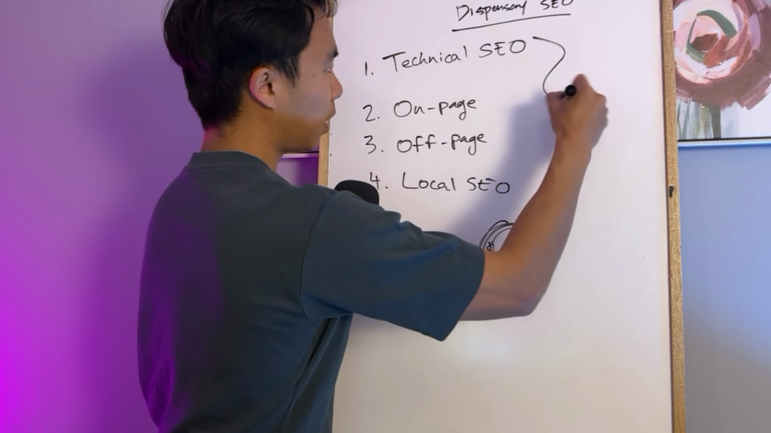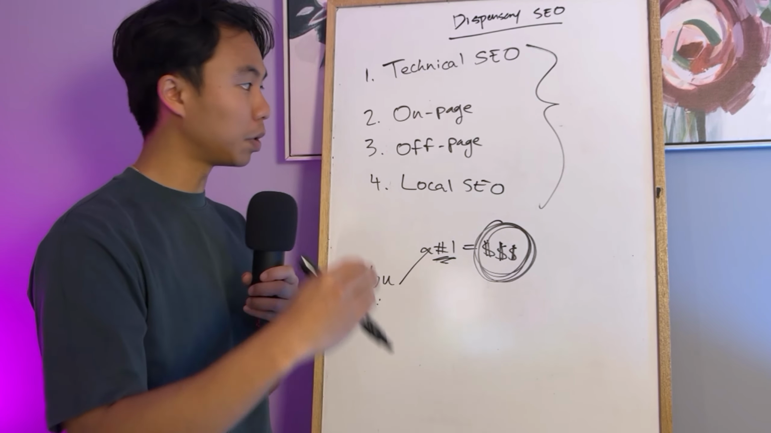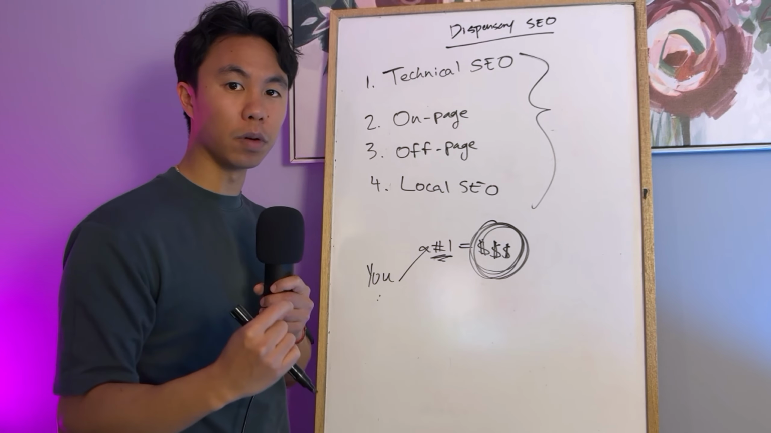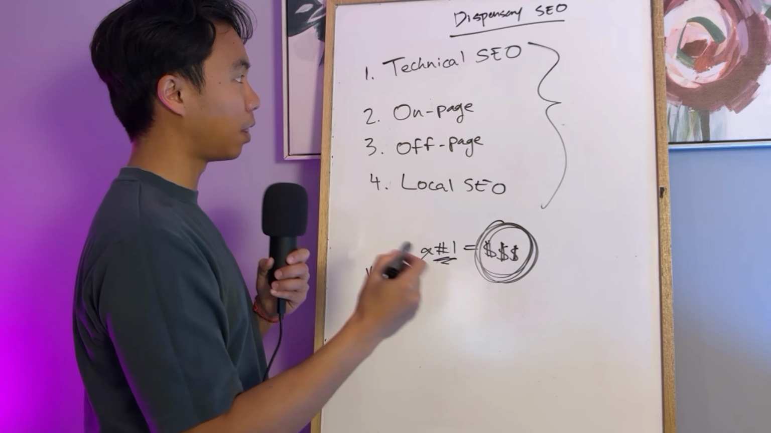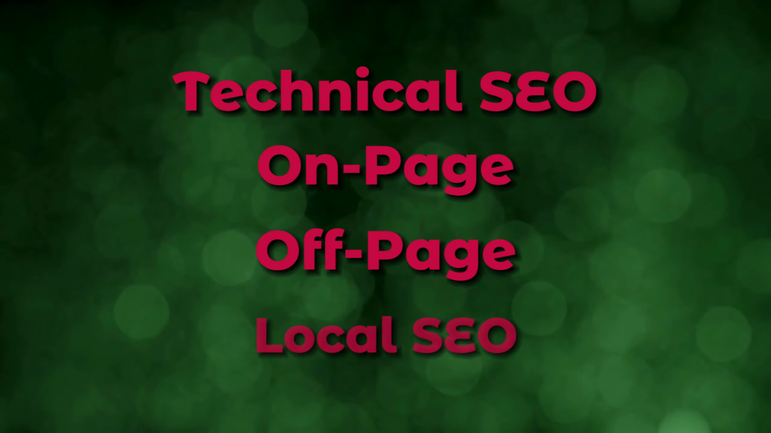So I'm going to go ahead and touch on all 4 of these things in this video, but then in later videos, I'm going to go into much more detail on how you can optimize specifically on these 4 things. But as a beginning, you need to go ahead and make sure you at least understand the fundamentals of technical, on page, off page, and local SEO.